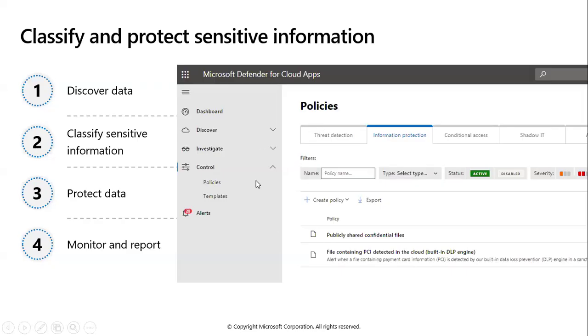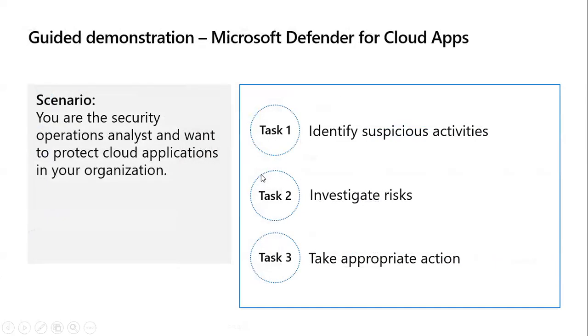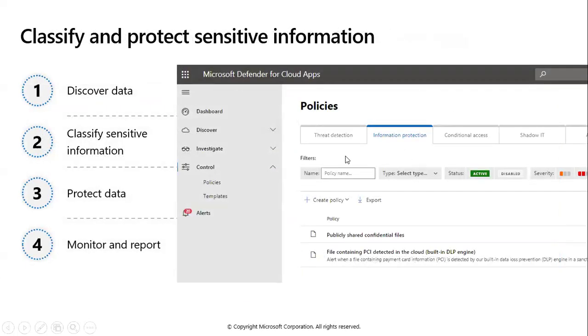Discover, investigate, policies, template. You are going to create everything: information protection, conditional access, threat protections, right? Under the policy, we'll do the labs. Okay, got you. And what is the license you would require for this?